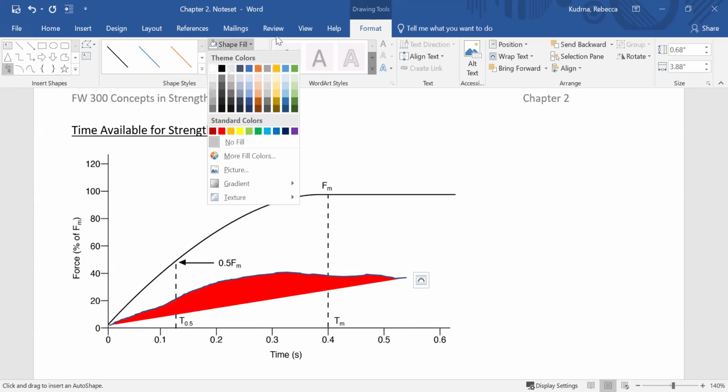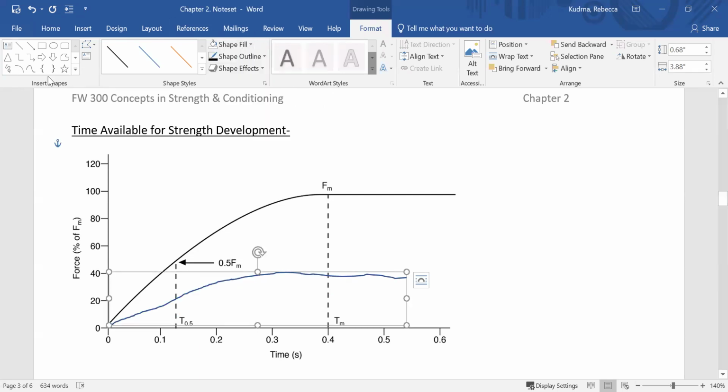And then, whoops, that's not what I want. I want to change my pen color. I want this, and I guess I want this.